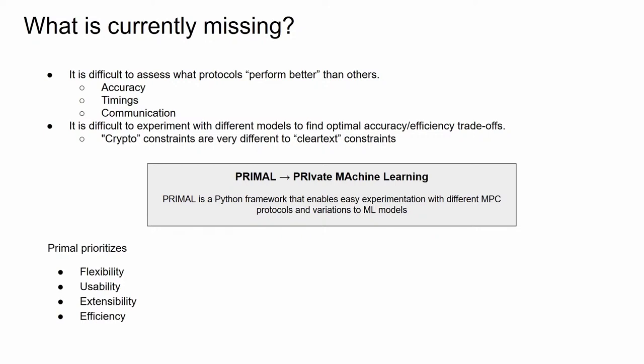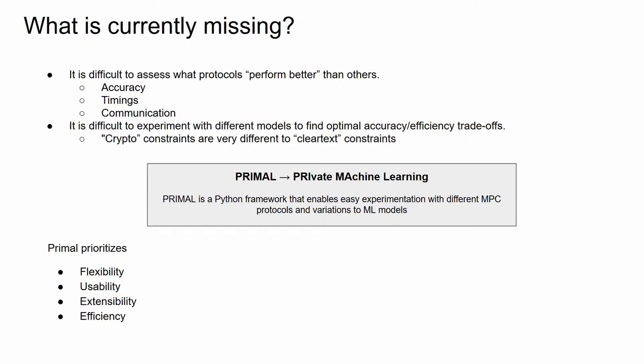We prioritize four main aspects. The first one being flexibility. The framework allows you to load models from a wide variety of ML frameworks. We can load models from TensorFlow, and it's very easy to extend, I'm going to get to this in a moment, also to PyTorch models. Also, we can very easily support different MPC protocols. We are not restricted to two-party or three-party computation, passive security, or active security. We are very flexible in that regard, which is the point about comparing different protocols.